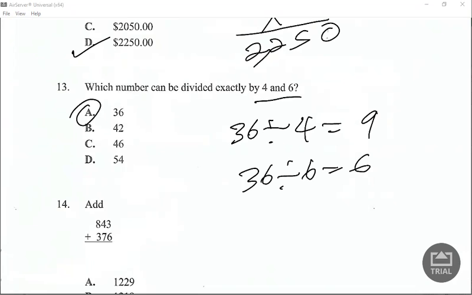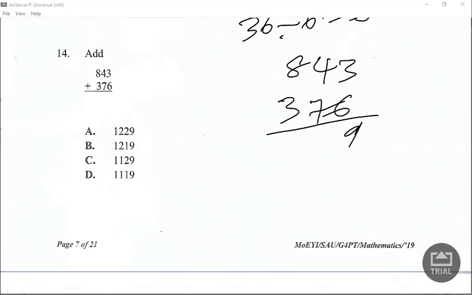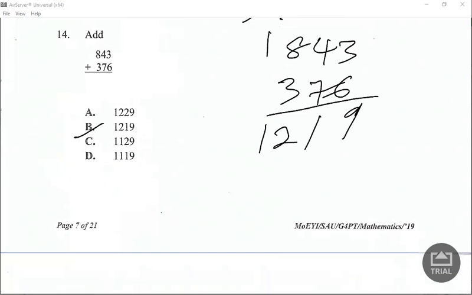Number 14 says add 843 and 376. 6 and 3 is 9, 4 and 7 is 11, 1 and 9... So that's 1,219. So that's B.